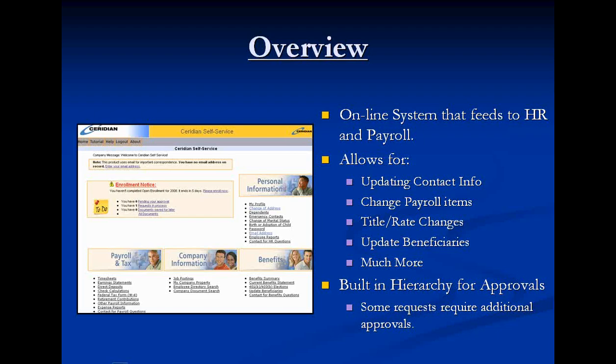An example that doesn't require more than one approval is an address change. An employee would enter their new address within self-service. It would go directly to payroll to approve and accept within the system.